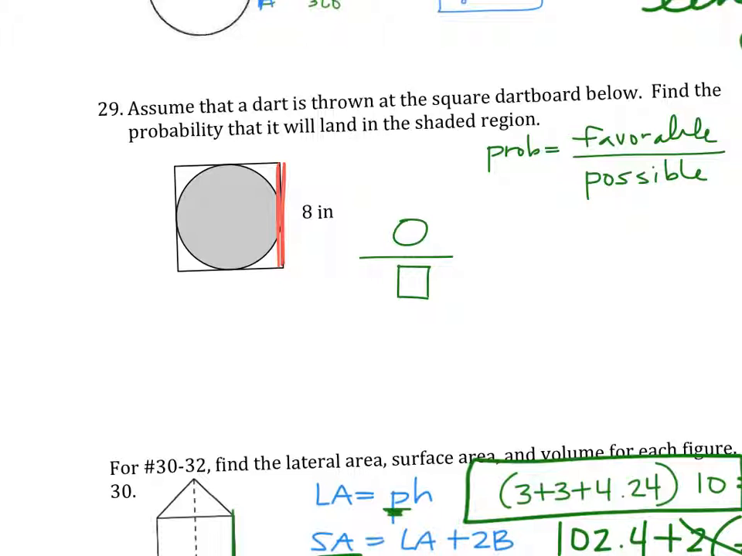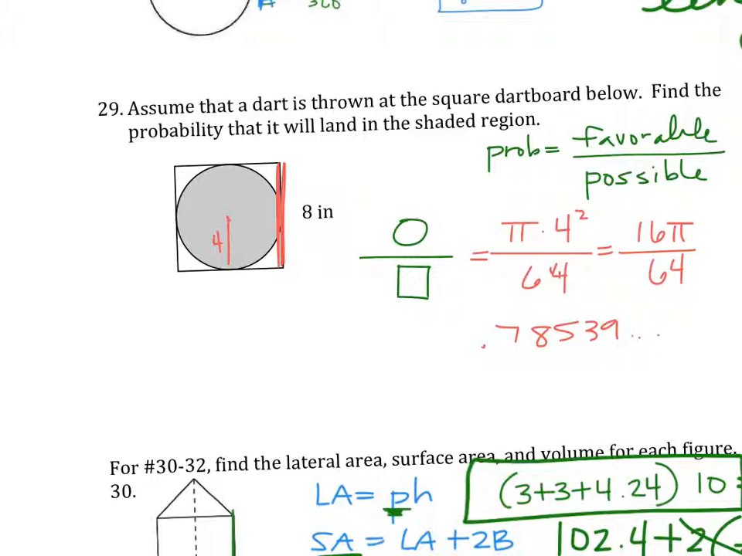So what do you know about the circle? It has a radius of 4. Okay, so if we're finding the area of the circle, it's pi times 4 squared. And then what's the area of the square? 64. 8 times 8, so 64. So you have 16 pi over 64, and you would just plug that in. 16 pi divided by 64 gives you this number.